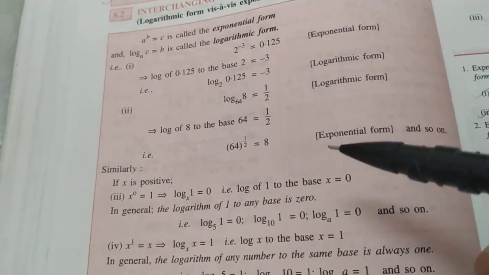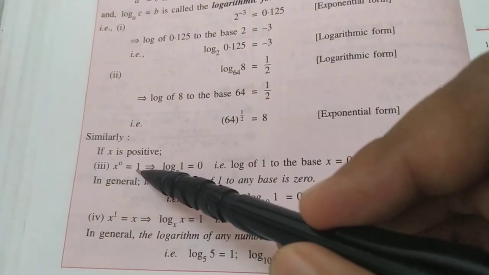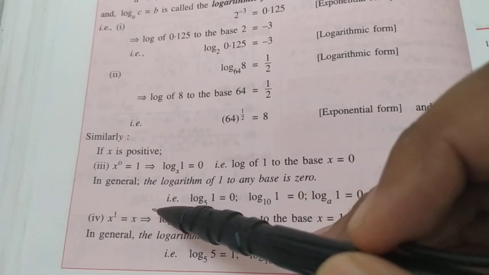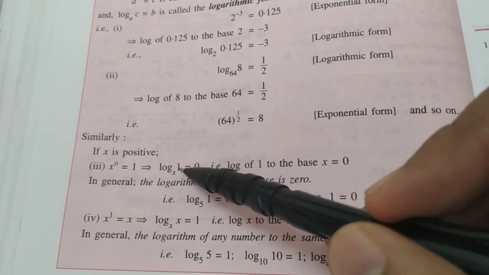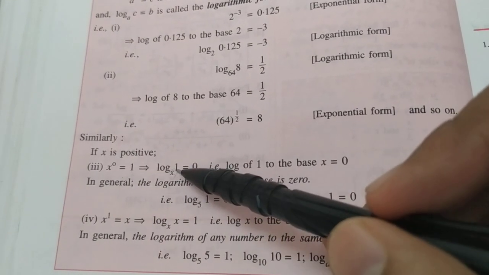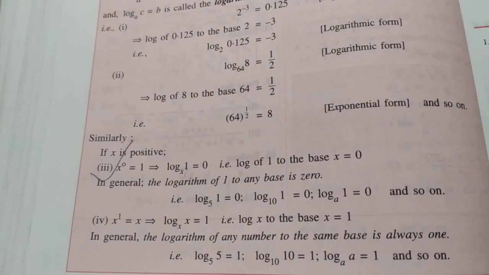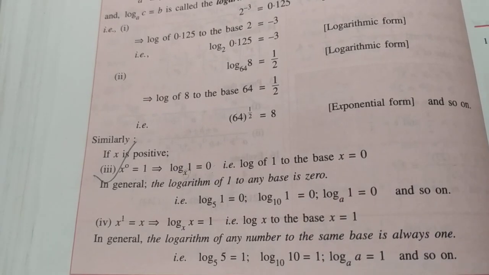A few interesting observations. We know that x raised to 0 is equal to 1. That means anything raised to 0 is equal to 1. Similarly, log of 1 is always 0. No matter what the base is, it doesn't matter. Log of 1 is always 0. So remember this point. See here, log of 1 to the base 5 is 0 and even to the base 10 is 0.